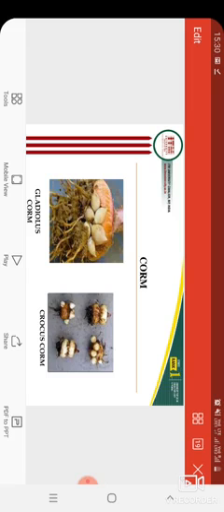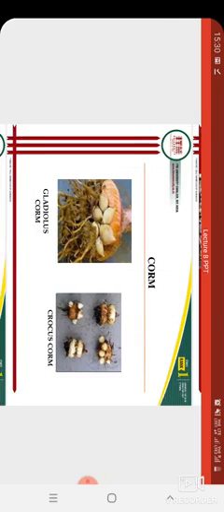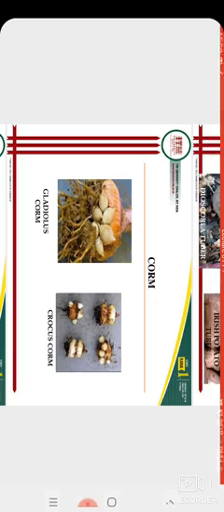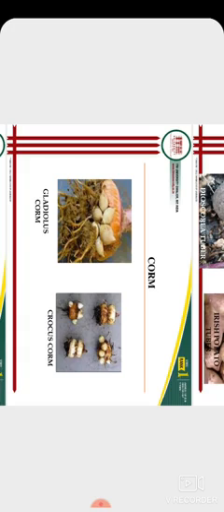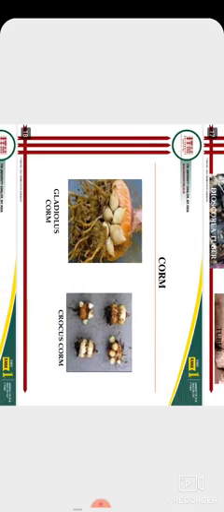Now next one is corm. Corm means it's in the ground, underground only. This corm is in one image you can see about Gladiolus corm and another is Quercus corm. We have to save this Gladiolus corm for next developing new plant.